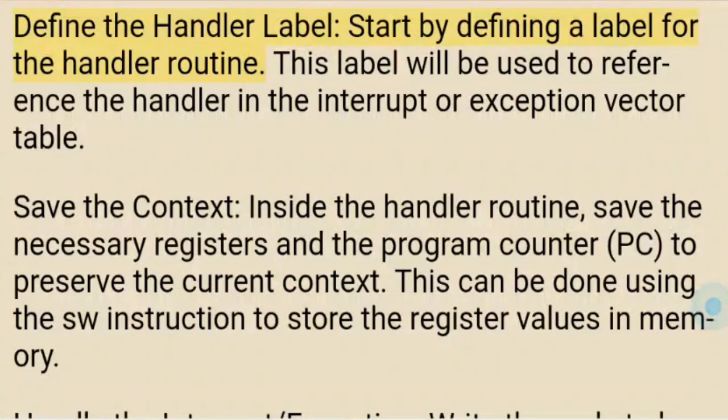Define the handler label. Start by defining a label for the handler routine. This label will be used to reference the handler in the interrupt or exception vector table. Save the context. Inside the handler routine, save the necessary registers and the program counter PC to preserve the current context. This can be done using the SW instruction to store the register values in memory.